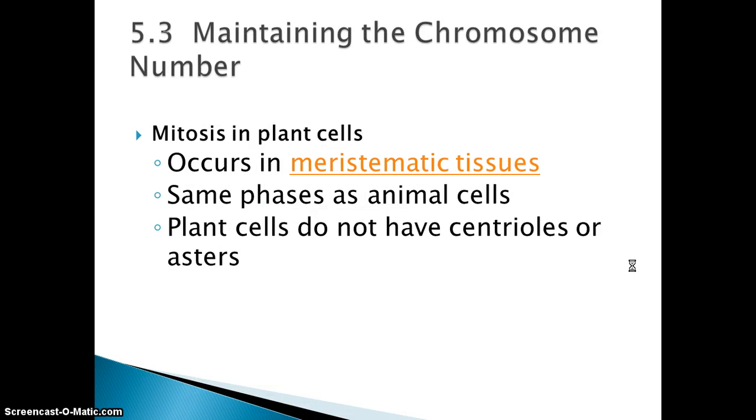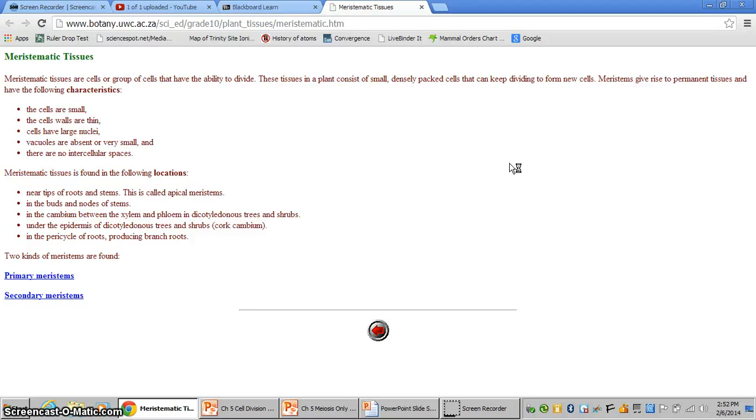So mitosis in plant cells is just a little bit different than mitosis in animal cells. For instance, this occurs in meristematic tissues, and I thought, they're not going to know what that word meant, so I put a link in here. So what is a meristematic tissue? Basically, they're small cells with thin cell walls. They have large nuclei, very little vacuoles, and not much intercellular space.